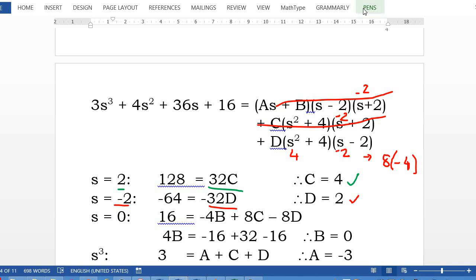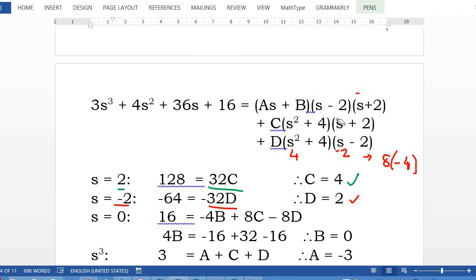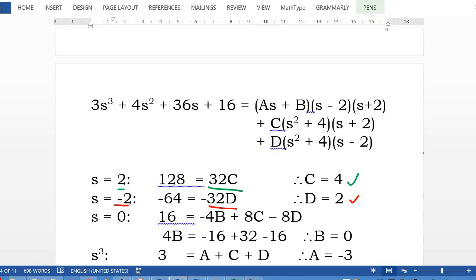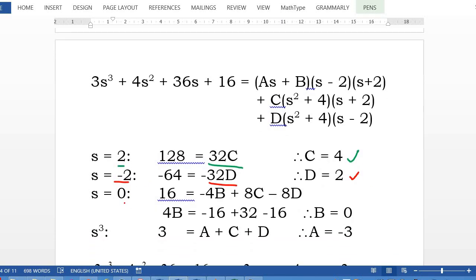Okay, then I erase it first to calculate the rest of the parameters. We notice we have only two linear terms: s minus 2, where we substitute s equal to 2, and s plus 2, where we substitute s equal to negative 2. Then we don't have any more linear terms, so the easy way is to let s equal to 0, because if s is 0, the right side is just left, and the left side is just 16.